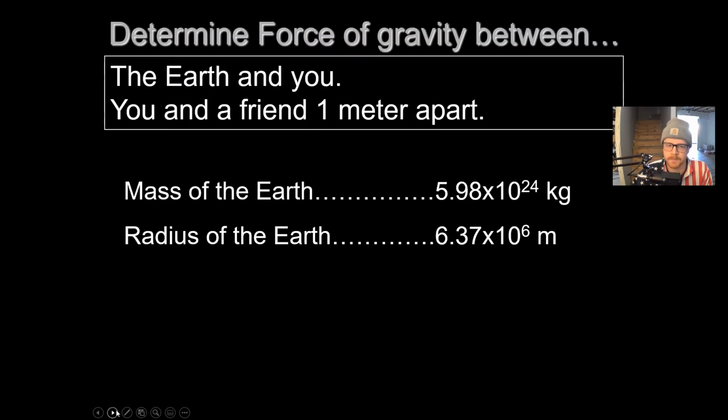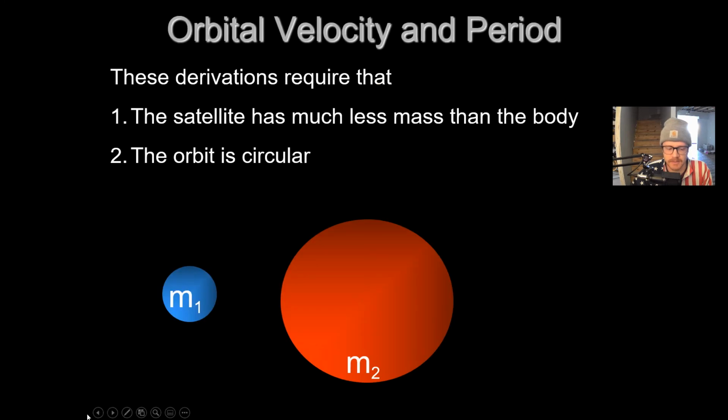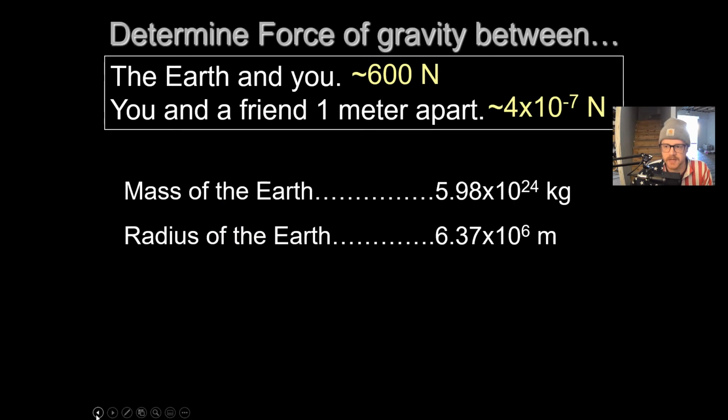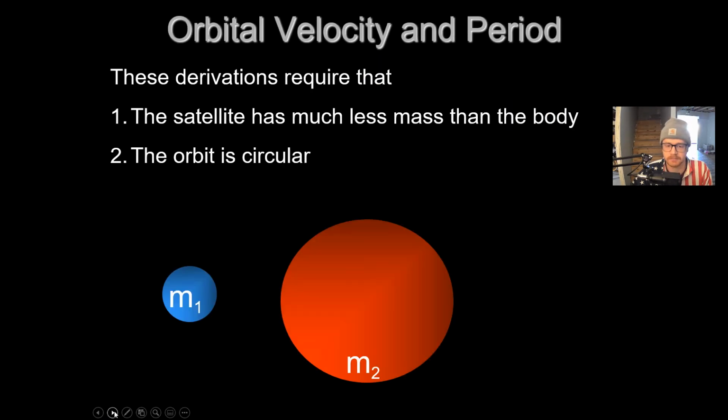And we don't need to do this, but if you were to wonder, roughly speaking, the force of gravity between you and the Earth is roughly about 600 newtons, versus, say, you and a friend that are 1 meter apart. Here's the difference between it. All this is setting you up to understand the difference between two differing objects and seeing that there's a discrepancy in the amount of force based not only on the distance from center of mass, but also the relative masses of both objects.